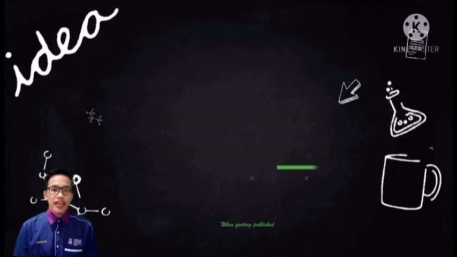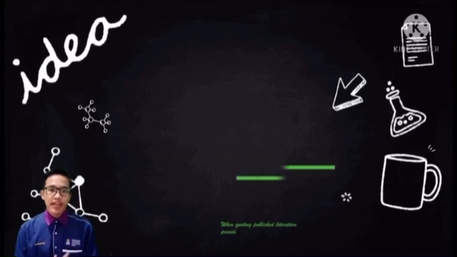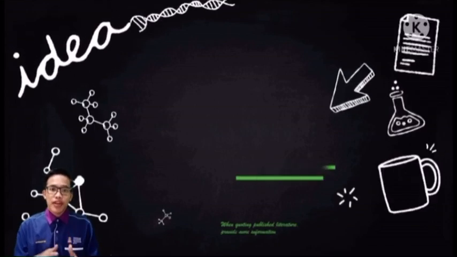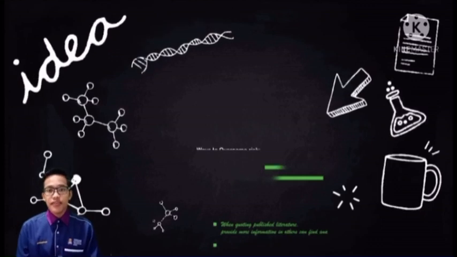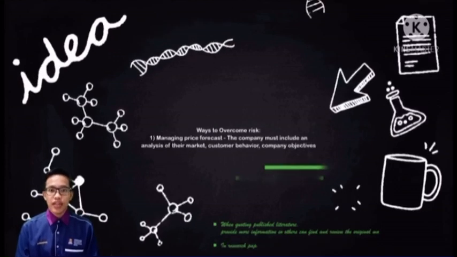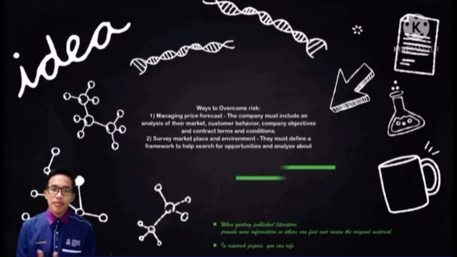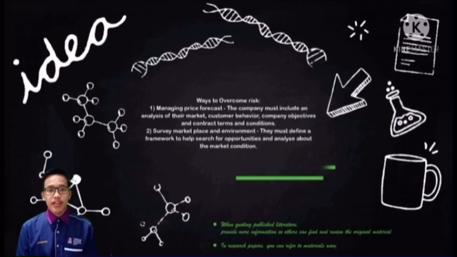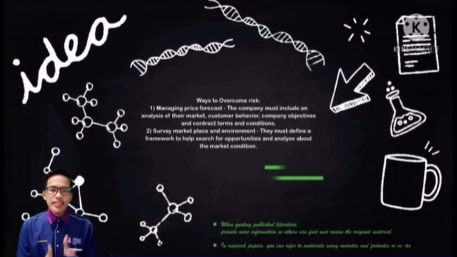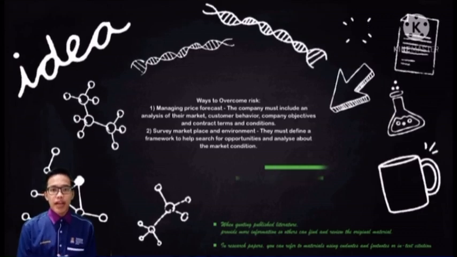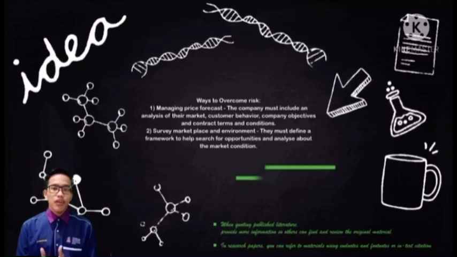So, how to overcome all of these risks? First, the company needs to manage their price forecast. And to improve forecasting, the company must include several terms of analysis, including their market, customer behavior, company objectives, and contract terms and conditions. These techniques allow them to estimate the impact of change on actual price, volume, and mix.